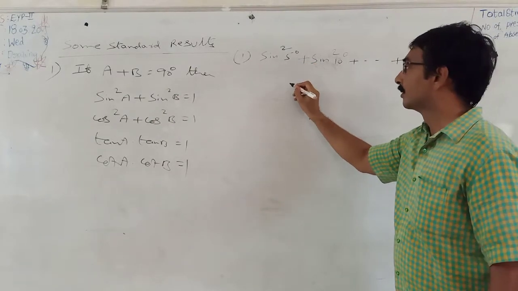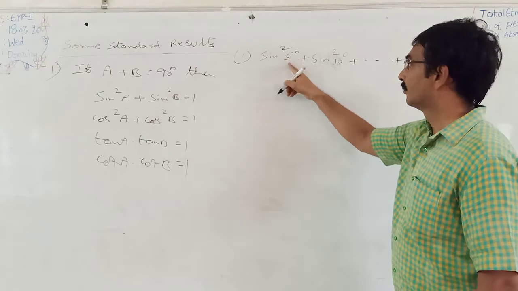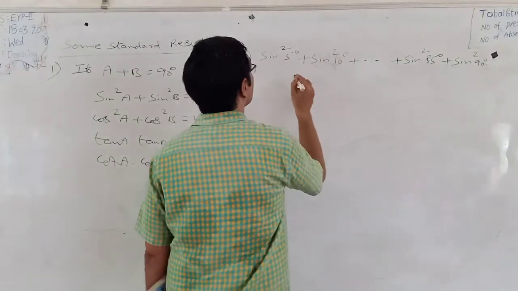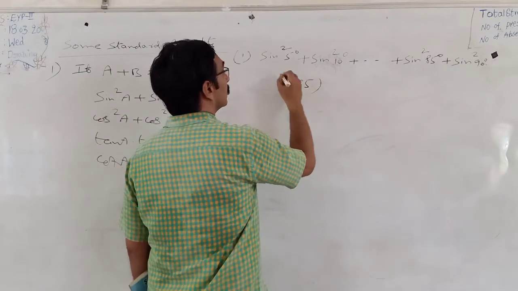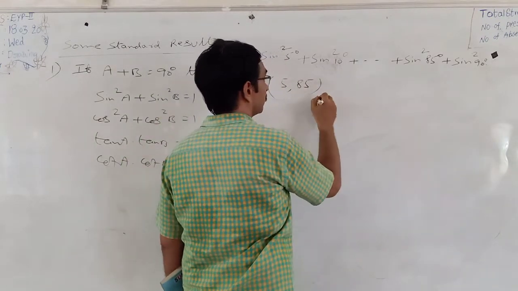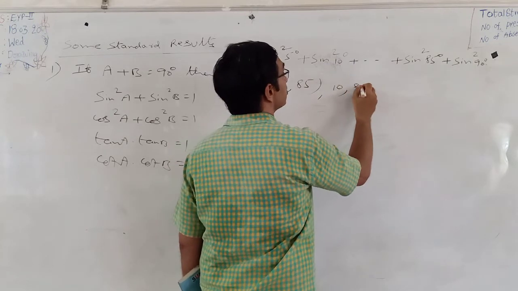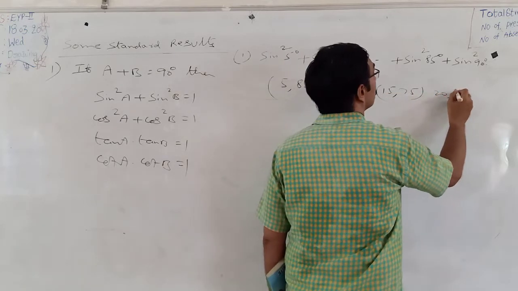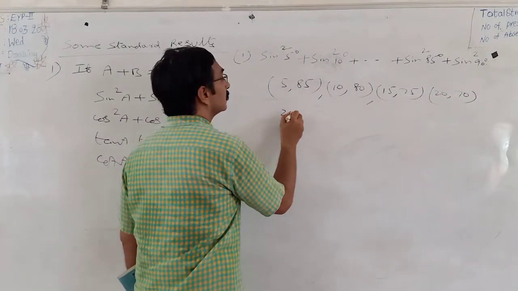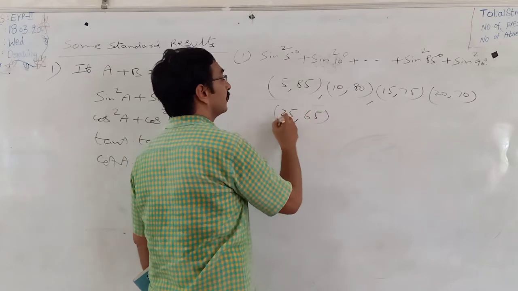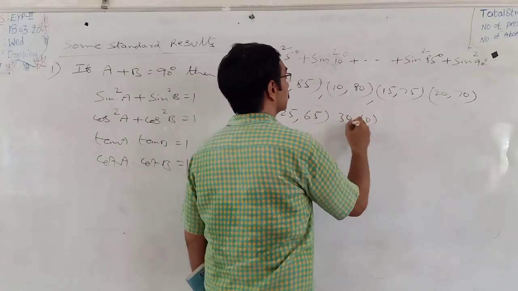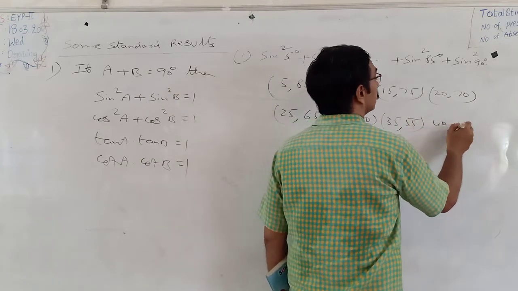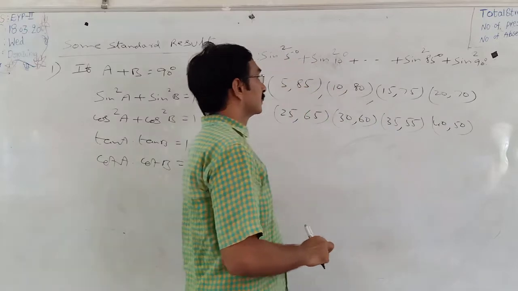Clearly, 5 degrees plus 85 degrees, value 1. 10 degrees plus 80 degrees, value 1. 15 and 75, 20 and 70, 25 and 65, 30 and 60, 35 and 55, 40 and 50.